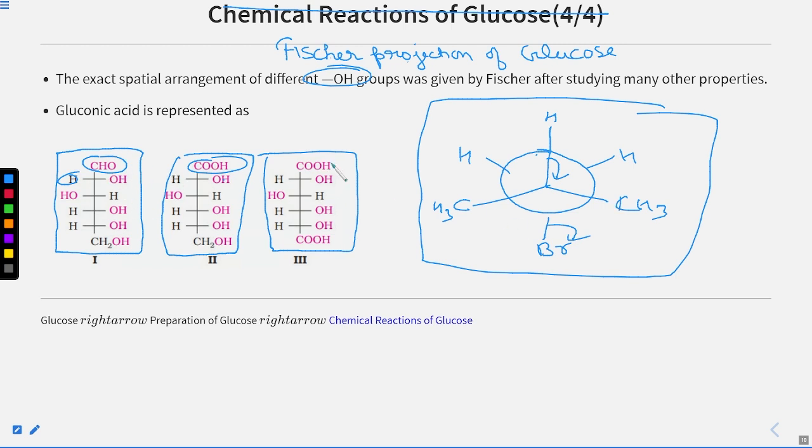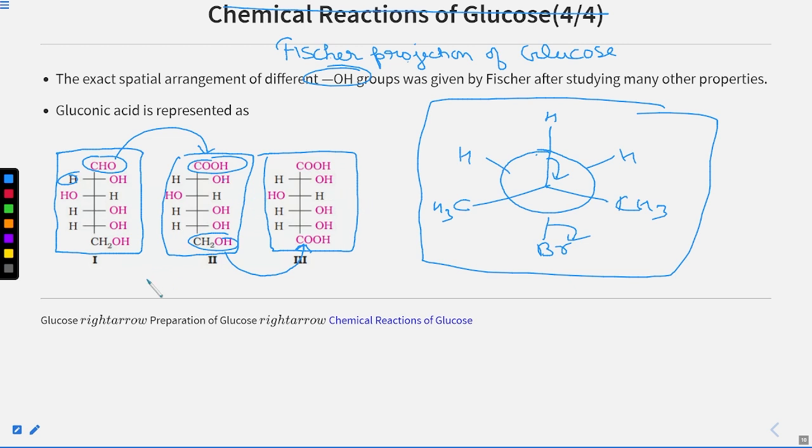Now coming back to our topic. We have seen that if we oxidize this with the help of an oxidizing agent, the stereochemistry of the remaining carbon will not be disturbed. Only the structure of this carbon will be disturbed, and it will convert into carboxylic acid. Now in the next step, this CH2OH is also converted into carboxylic acid. Clear? So this was about the chemical reaction.